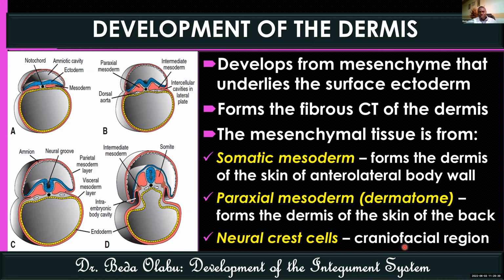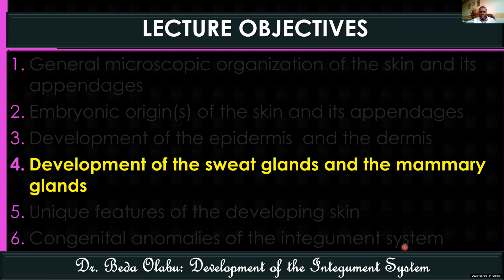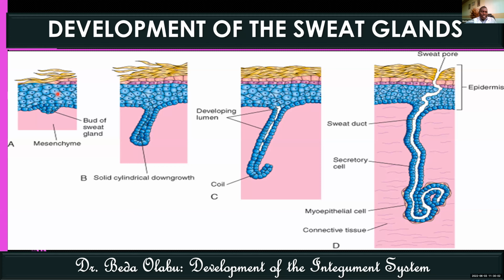Remember, it is mesenchymal tissue, and mesenchyme is primitive connective tissue. So that primitive connective tissue is the one that's going to form the fibrous connective tissue of the dermis, whether dermopapillary or reticular dermis. Now we can talk about the sweat glands then. Now, sweat glands develop as downgrowth from the epidermis. And these images capture for us that very well.